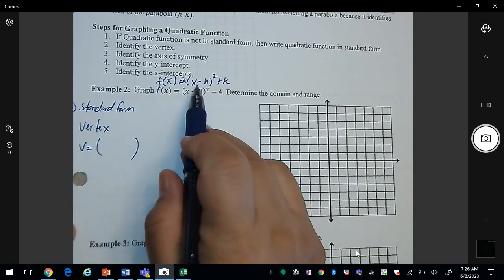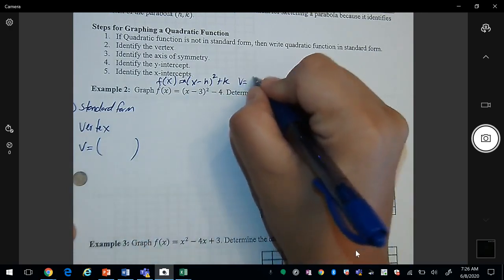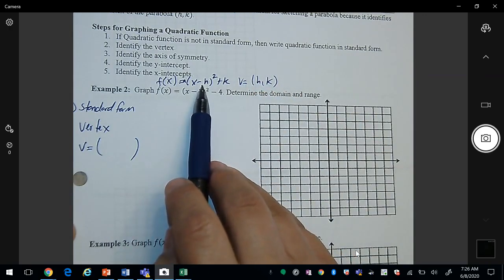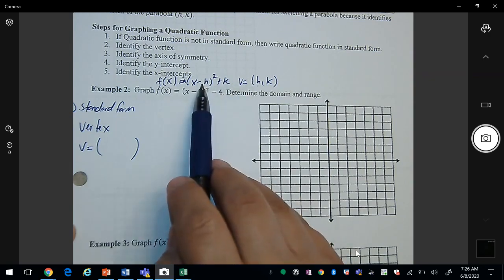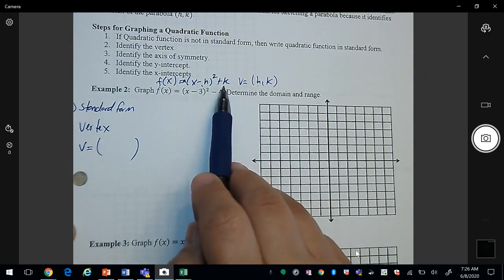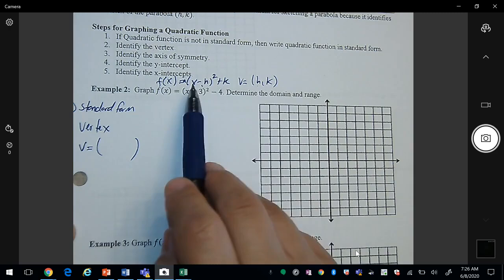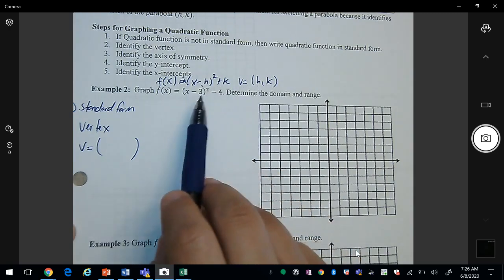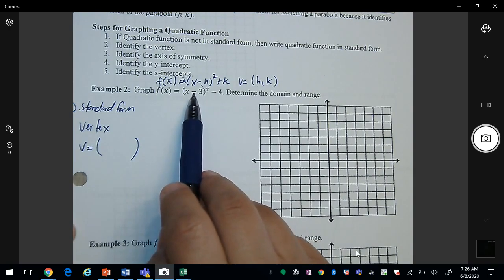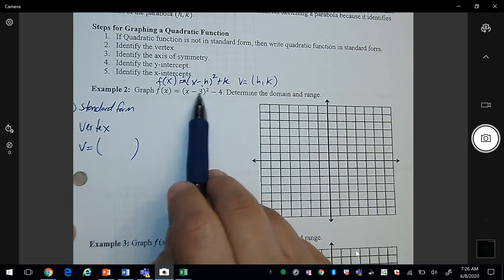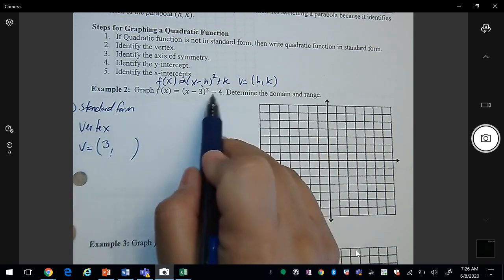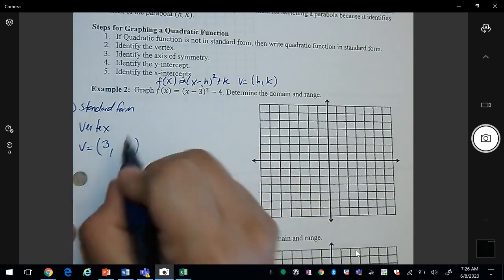So the vertex is going to be found by h, k. So if you notice here, h is negative. So when we find the vertex, we change that sign to positive. And the k is going to keep the sign. So here's positive k, we get positive k. So the first one is opposite. The second one stays as it is. So here my h is going to be opposite of what's in here. So instead of -3, we get 3. And then my k is this outside number, which is -4.